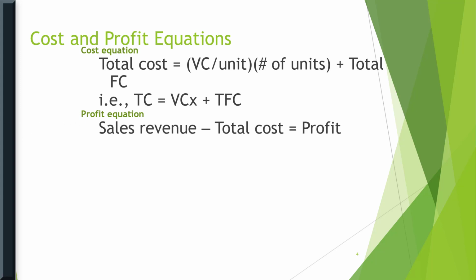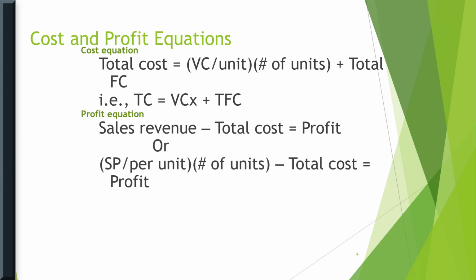So there is another equation, the profit equation, that is sales revenue minus total cost equal to profit. And this is the universal equation for all the businesses over the world. And this equation can be explained by this equation also, that is selling price per unit multiplied by number of units minus total cost, that is equal to profit. Or it can be explained by this equation.